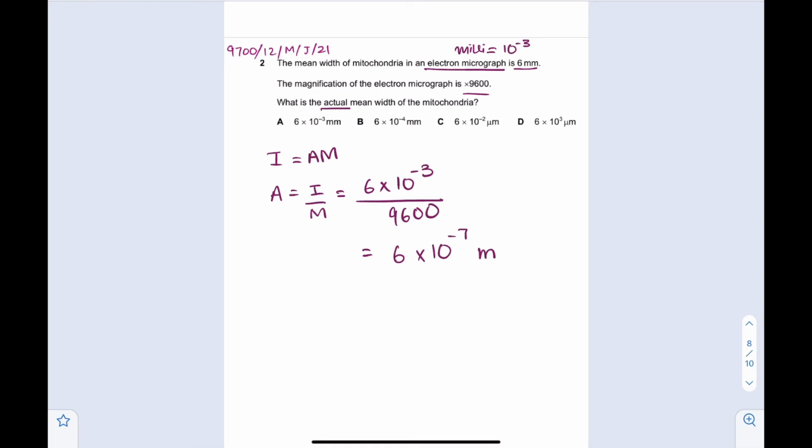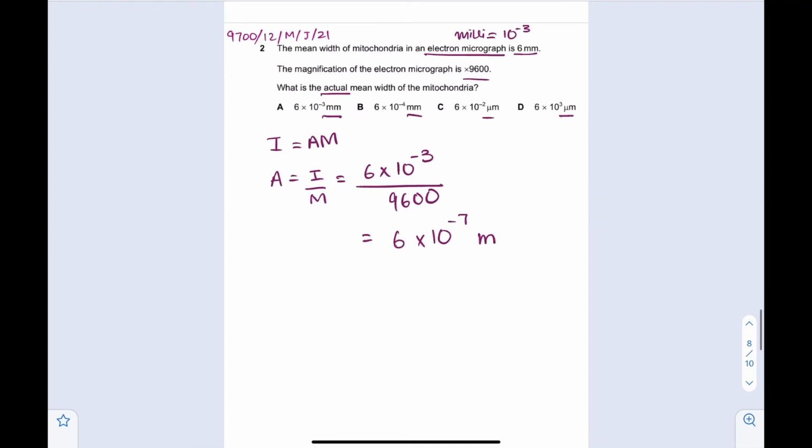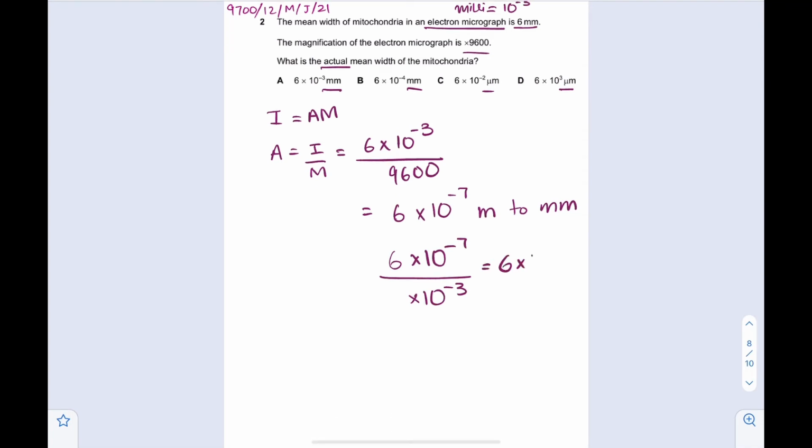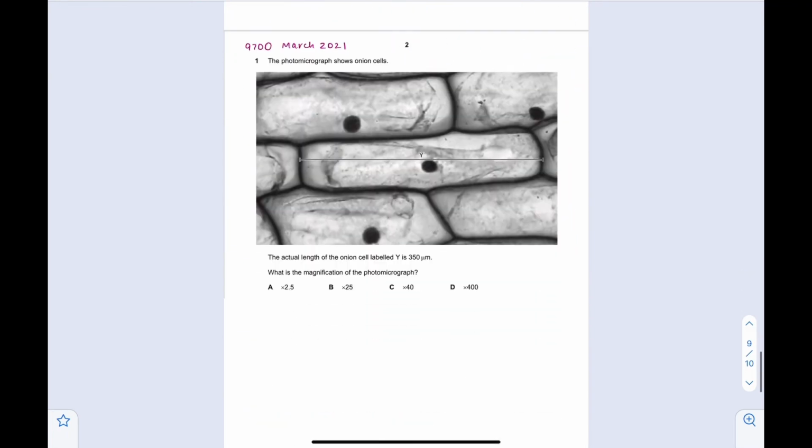Now, as we can see, they haven't given their answers in meters, they have actually used millimeters or micrometers. So let's convert this to millimeters by dividing it by 1,000, which will give us 6 into 10 power minus 7 plus 3, which is 6 into 10 power minus 4 millimeters. Is that somewhere here? Oh, there it is. B is our answer.